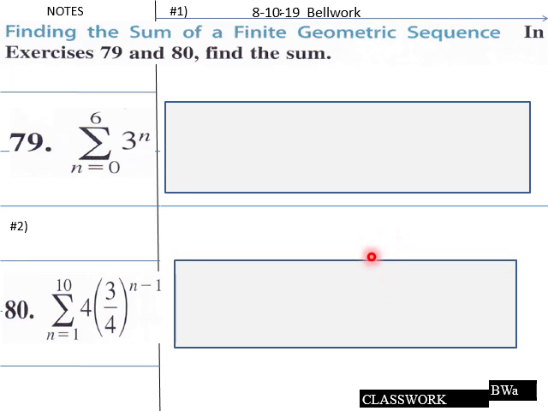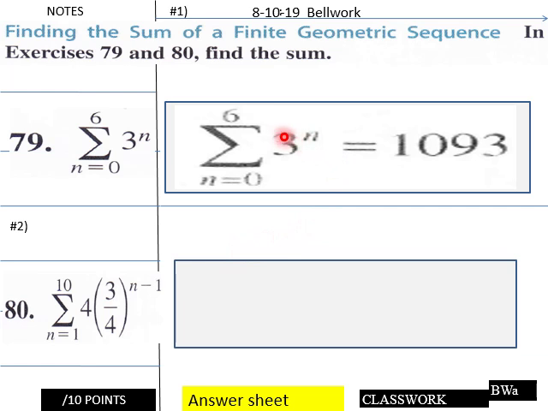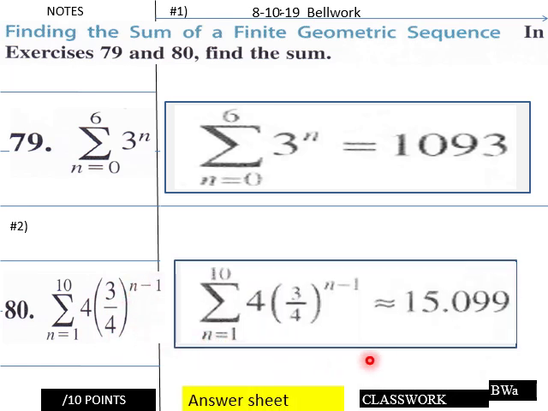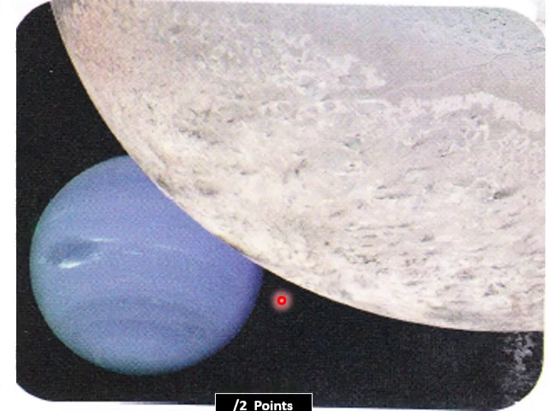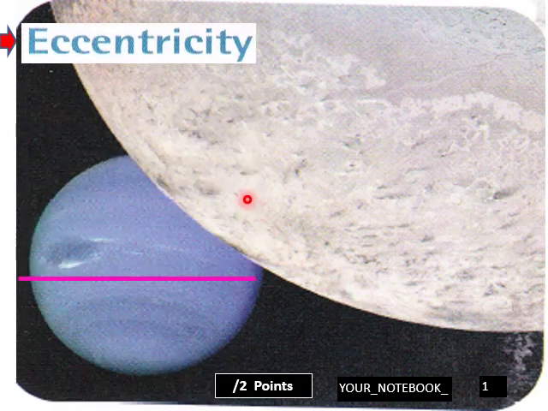Okay, welcome back everybody for the solutions for today's bell work. We have an upper limit here at 6, and we start at 0 here, 3n. So from when we start at 0 and then we go up to 6, we get this amount for our summation. And then down here for this one, upper limit 10, n starts at 1, and then 4 times 3 over 4 to the n minus 1. That summation will equal 15.099.